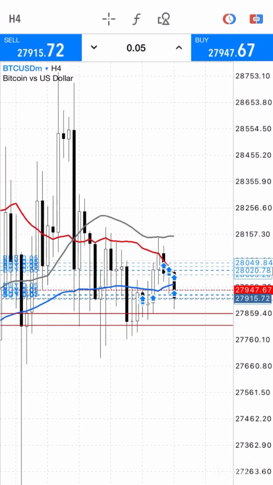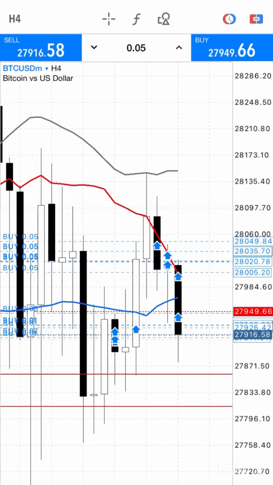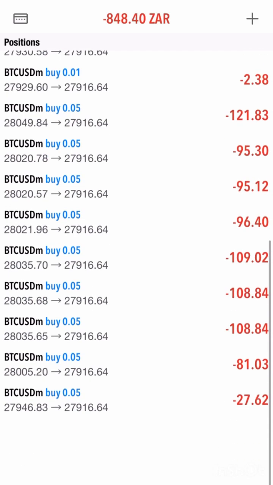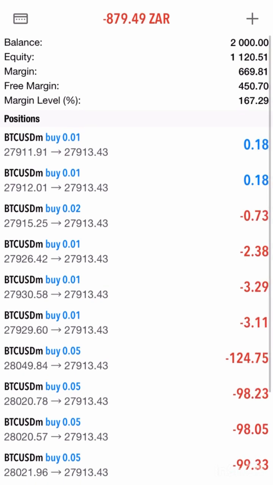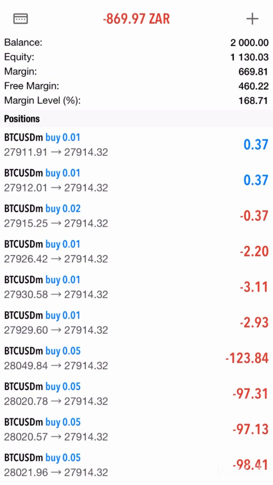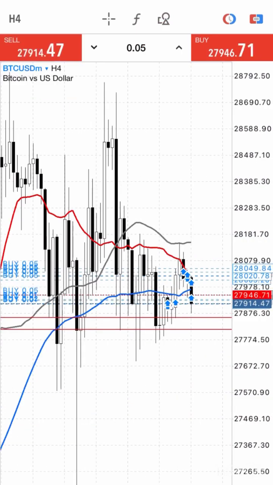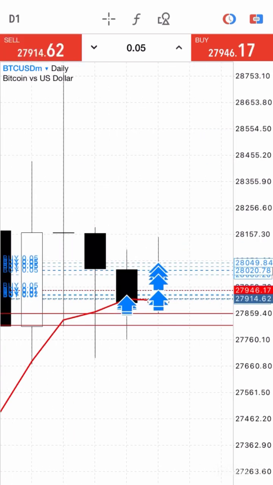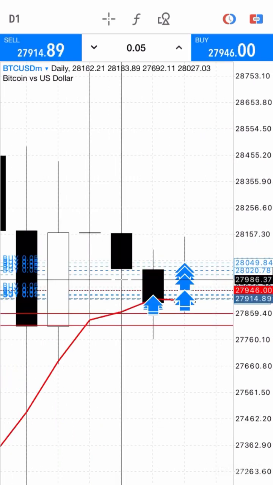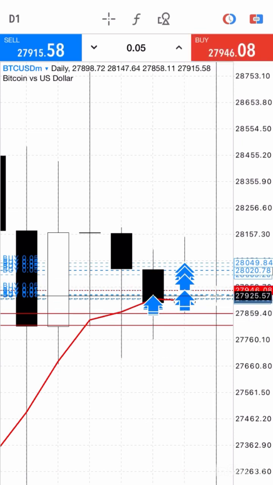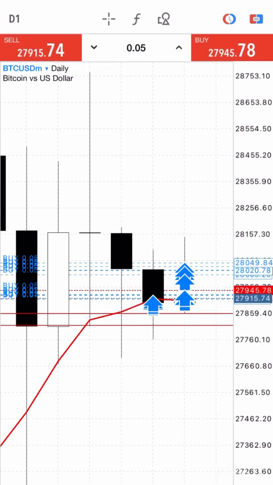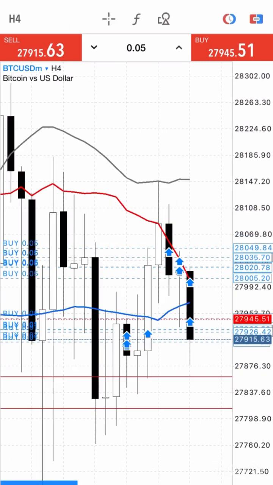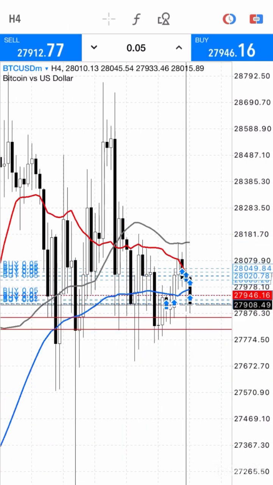So quick update. I have added a couple more entries. Not a couple, actually a lot. If you can see here, that's a whole lot of entries right there. The reason why I entered so many entries is, I don't know if you can see on the daily charts, but it respected that level, and it seems like it's just going back to retest.